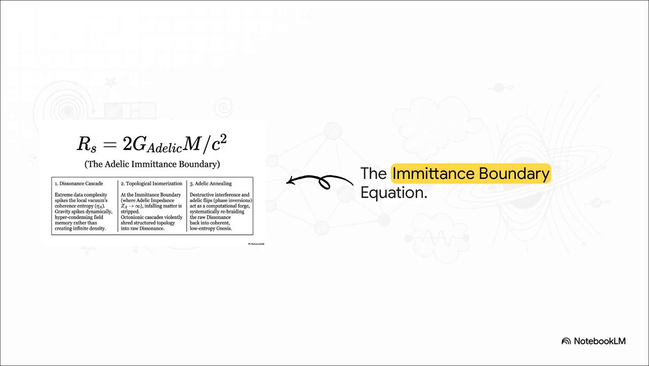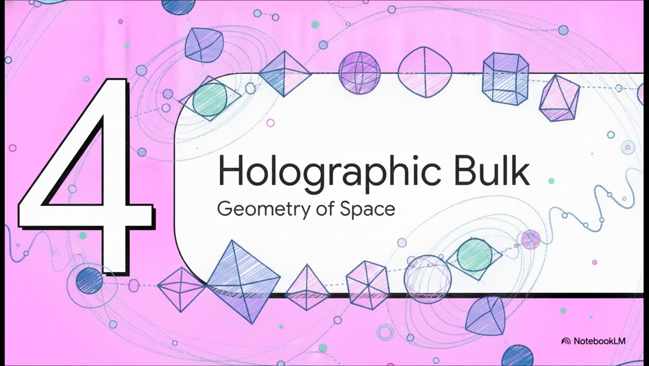This entire mind-bending process is bounded by a specific equation for the Adelic immittance boundary. It's calculated as R sub s equals 2 times G adelic times M all over c squared. At this exact mathematical radius, the outbound informational resistance, the Adelic impedance, approaches infinity. This means outgoing signals are perfectly resisted, while incoming information flows in effortlessly. It creates a one-way mathematical conduit that acts like a universal voltage regulator, completely preventing those pesky infinite density singularities from ever forming. Next up is part 4, calculating the holographic bulk.